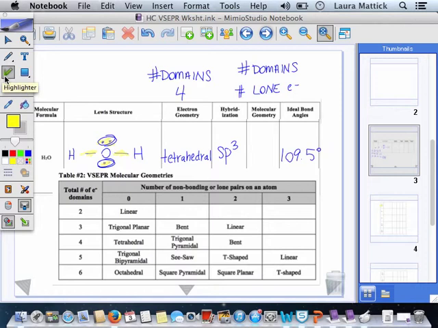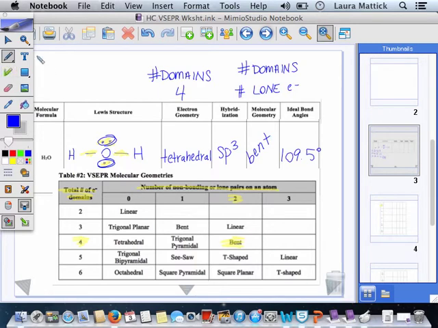So what I do to find the molecular geometry is I use table 2. I'm going to find 2 things: the number of domains, which is 4, and then also the number of lone pairs. So if I look in this picture, I have 2. And then you just find where those 2 numbers intersect, and I see that my molecular geometry, the way the molecules are really arranged, is in a bent structure.